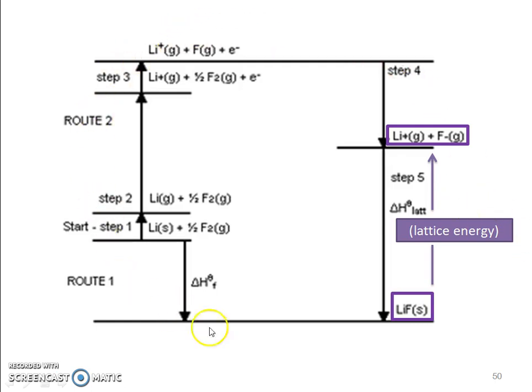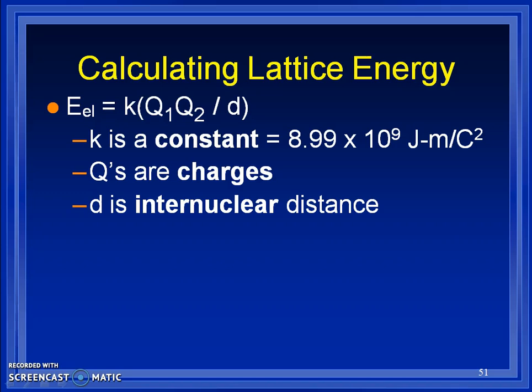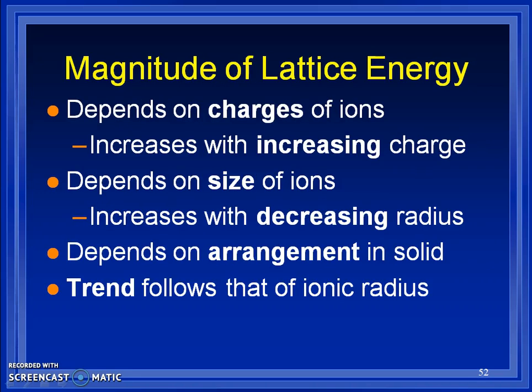So here's all the steps together in that nice little energy diagram. All of the energies going up would be endothermic. All the energies going down would be exothermic. So if we look at this, lattice energy is really the LiF solid, the lithium fluoride, breaking into lithium plus and fluoride negative gas phase. That's our lattice energy that we were trying to find, but the other way around. So calculating, again, there's always an equation. You don't really need to know what or how to use it, but know that it exists.